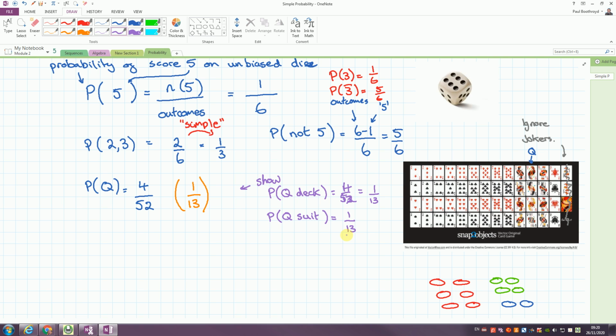Okay. Similar to the other problem we did before. Probability of a club.